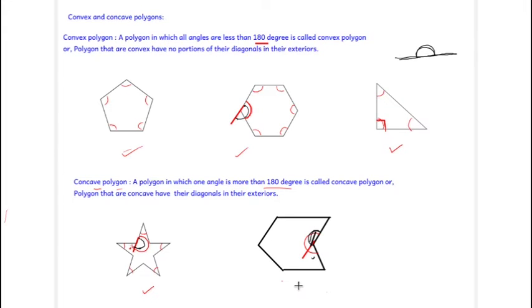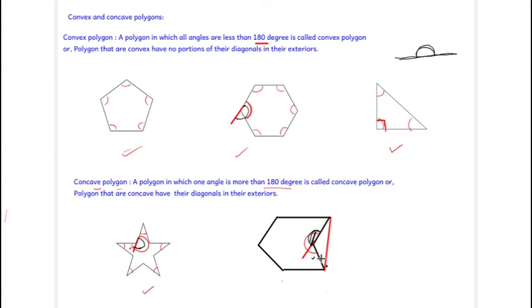Now next part, or another definition of a concave polygon, is that we can draw a diagonal in their exterior. See, this is the interior of this figure. Now which is the exterior? Outside of the figure is called the exterior of the figure, and it is said that a diagonal we can draw in the exterior of the figure. See, this is a vertex and here is a vertex. So here easily we can draw a diagonal. This is a diagonal for this figure. So this is another definition of a concave polygon.